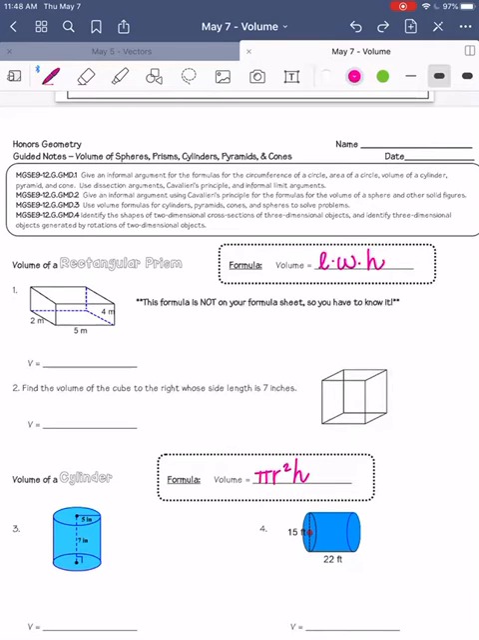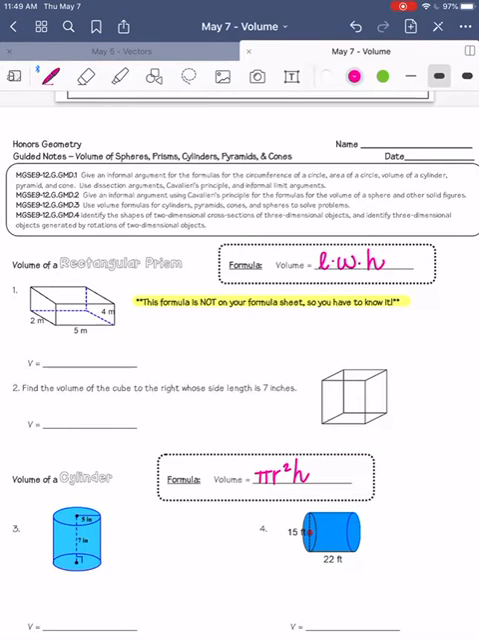The first thing is the rectangular prism, which is not on the formula sheet. I think the reason is this is kind of an old one, one you should have learned way back in elementary and middle school, so they don't really focus on it. But I do want to bring it back up because it is a solid like all of the other ones. The formula for a rectangular prism is length times width times height. It's kind of like area, which is length times width, and then you just add the height because it's three-dimensional. So it's probably the easiest.